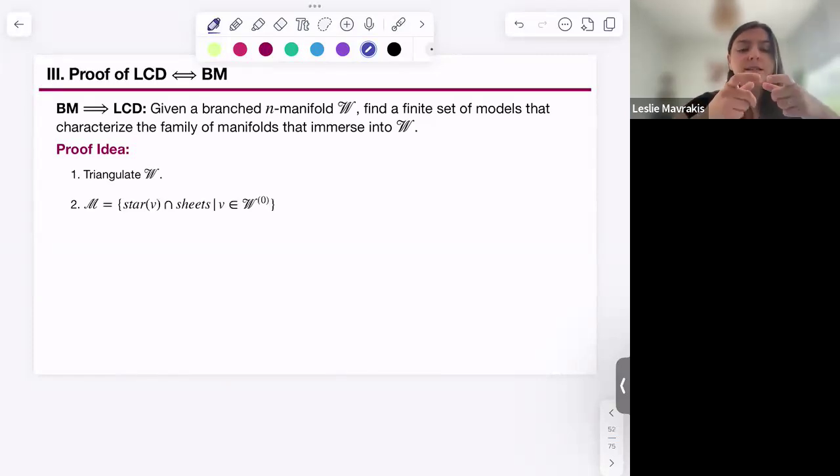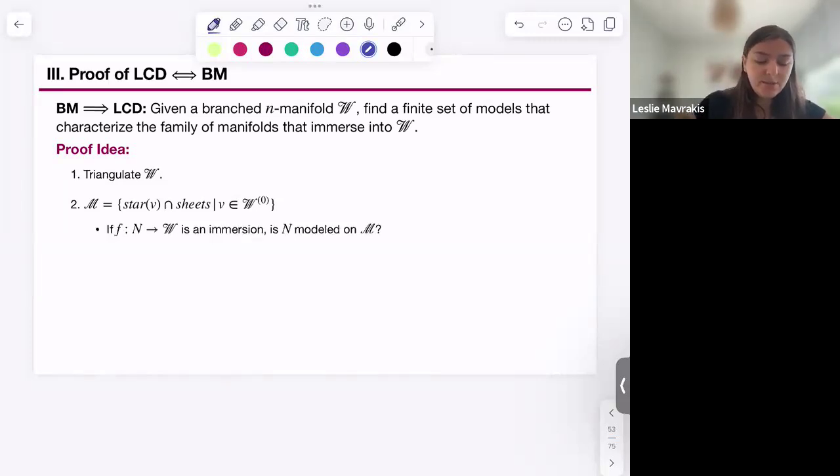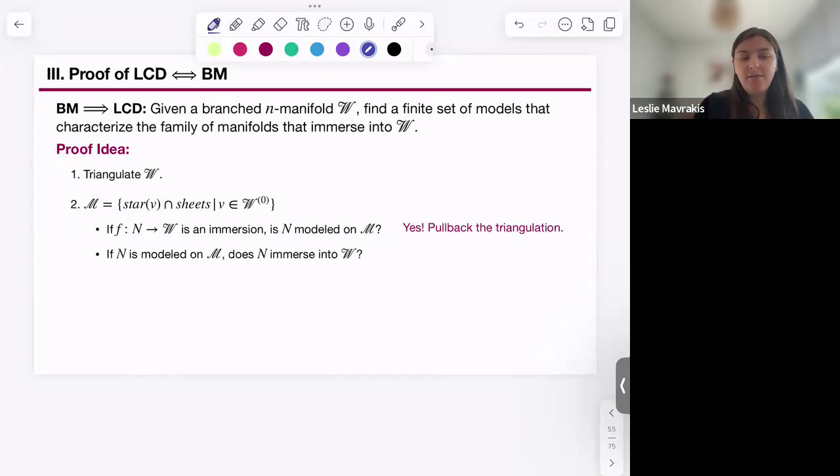So what I could do is take that smallest neighborhood, we call that the star, and we could intersect it with the sheets. And that's going to give you a set of models which are all homeomorphic to the ball. Okay, so then we need to ask, if you immerse into the branched manifold, is it modeled in this set? And the answer is yes, you can just pull back the triangulation through the immersion. But the issue is, if you ask if N is modeled on this set, does it immerse into the branched manifold? Unfortunately, this set isn't quite right. The answer is not necessarily.